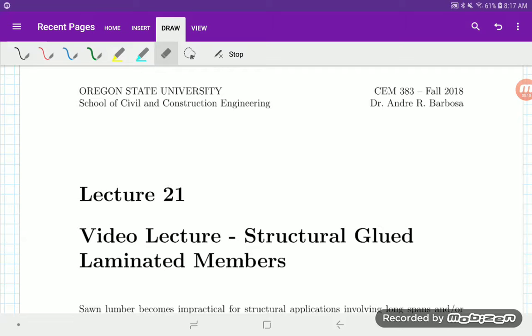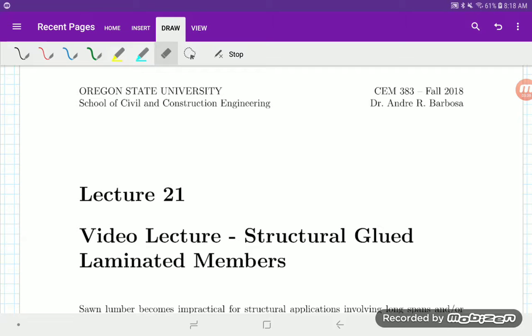I'm going to go very quickly over lecture 21. We already did this in class, but I'll summarize the main points here. And then we'll work on a couple of examples. It's going to be a glulam column first example, and a glulam beam. Let me rephrase that, we'll do the glulam beam first and then the glulam column.